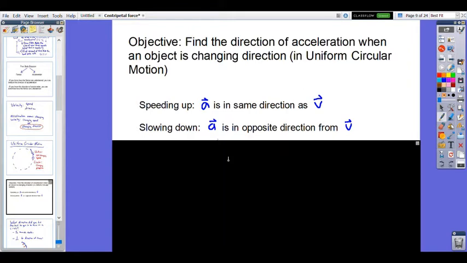All right. And I'm going to have a couple demonstrations that you're going to think about that will help you figure out what direction the acceleration is when something is undergoing uniform circular motion. All right. And the first demo I used to do in class is I would take a battery operated car.